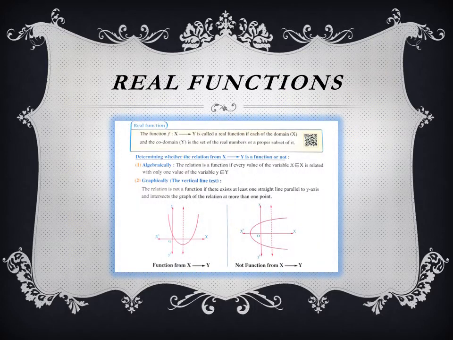Okay, so what's the real function? It's a relation from X to Y. And to determine whether the relation from X to Y is a function or not, we're going to do that in two ways. The first way is graphically and the second way is algebraically. Let's start with the graphical way by using the vertical line test.